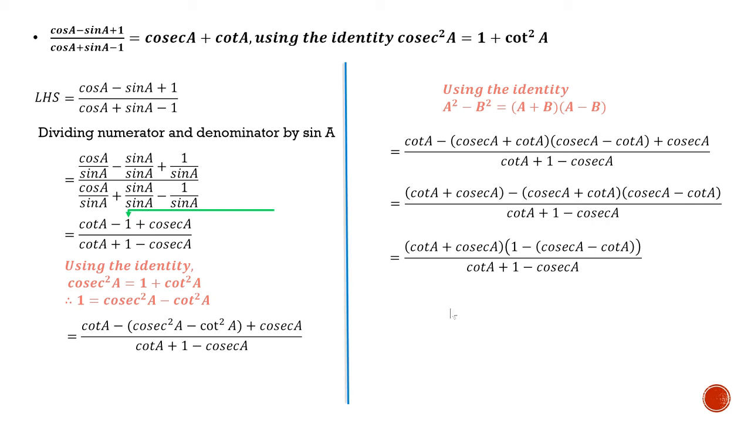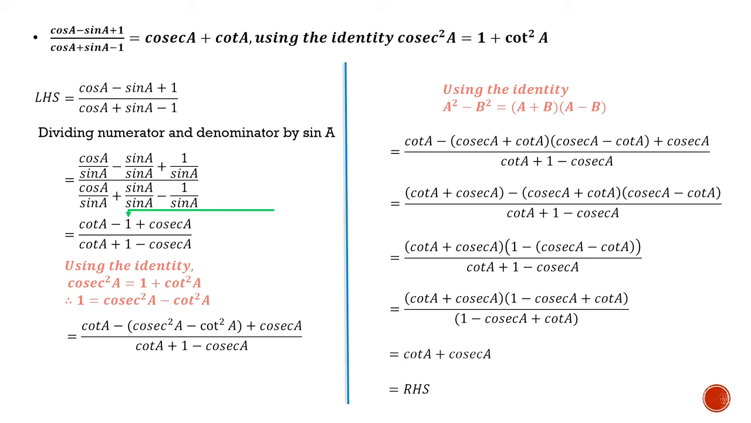Okay, so what will happen further? Let's see. That is cot A plus cosec A, one bracket, and another bracket. If we open this bracket here, this cot A sign will change from negative to positive, so eventually it will be getting eliminated with the denominator. So what we are left with is cot A plus cosec A, and that is what we need for the right hand side. Hence it is proved that left hand side is once again equal to right hand side.